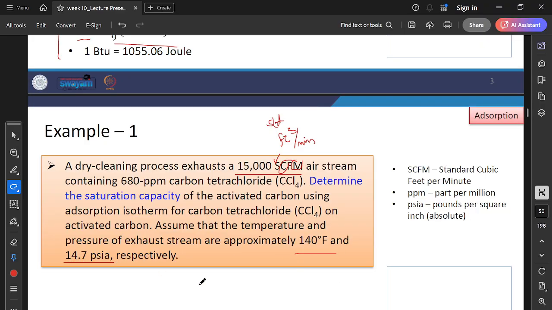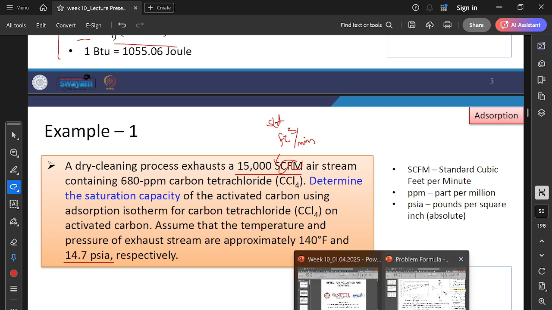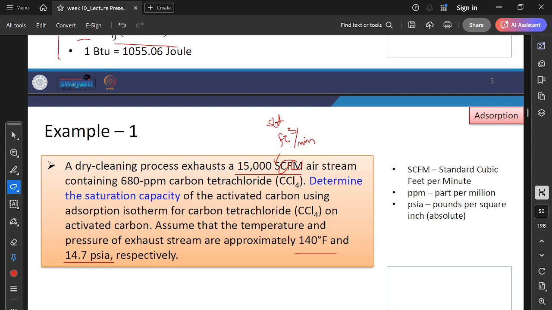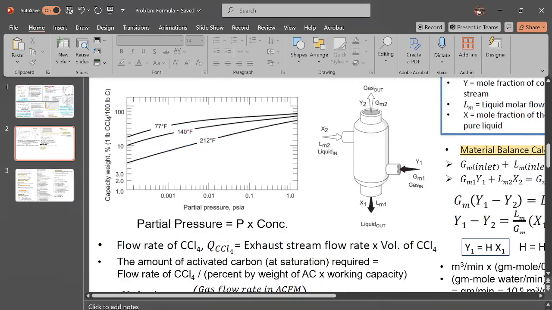140 degree Fahrenheit and 14.7 pressure. So if you go with the same, 140, 14.7, yeah, PSI.